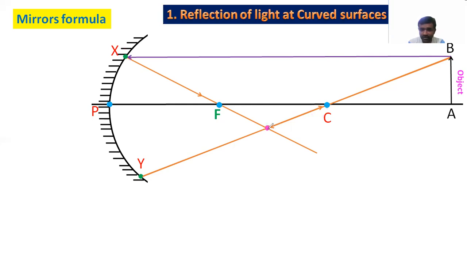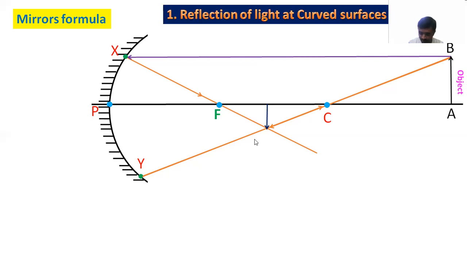Can anybody write the characteristics for this image? Say the characteristics. Image point is shown. Don't waste the time. Real image. Next, say all the four. Real image, inverted image, diminished image. Position: between focus and center of curvature, right. Is there any change in the characteristics of the image obtained by changing the combination?